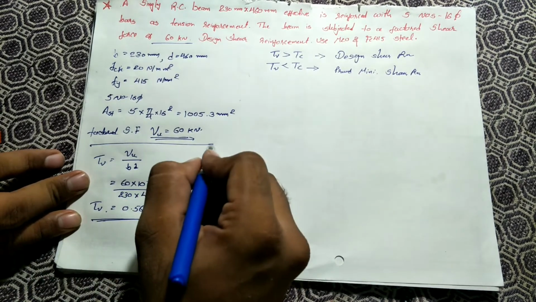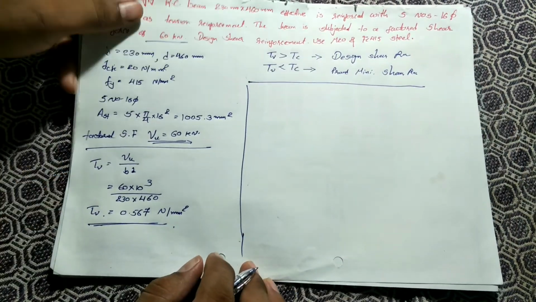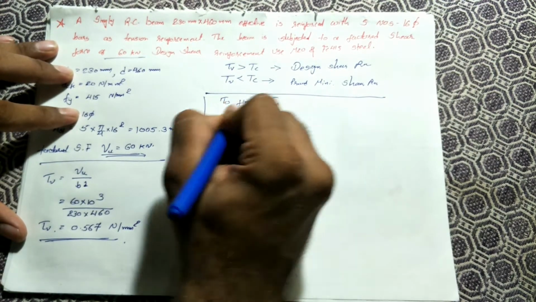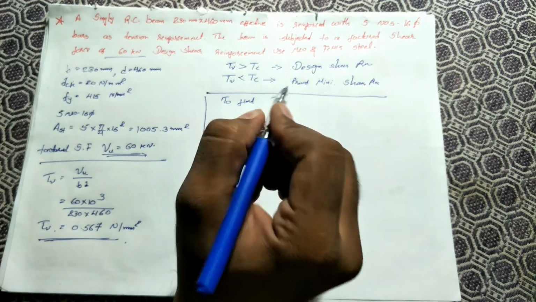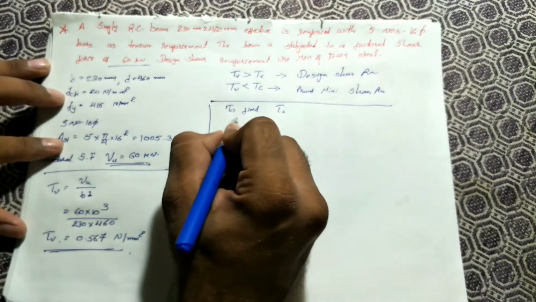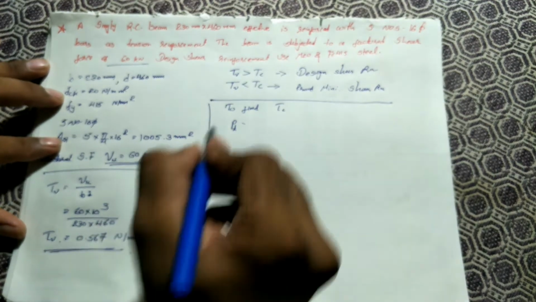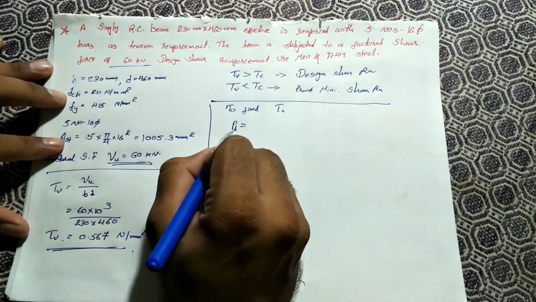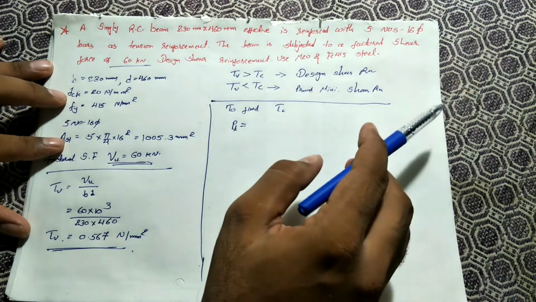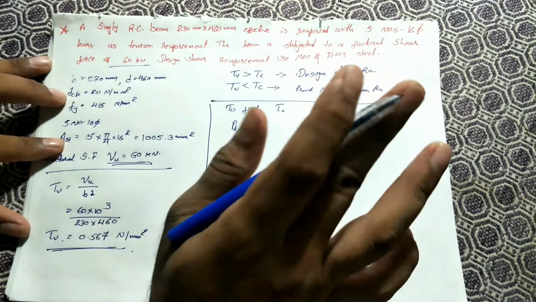Okay, now you have to calculate tau c. How can you calculate tau c? To find tau c, in the previous video on the shear reinforcement theory part, I had discussed that first you have to find the percentage of steel, and based on the percentage of steel and your grade of concrete, on page number 73 of IS 456, table number 19 is given. From that you can easily find the tau c value.